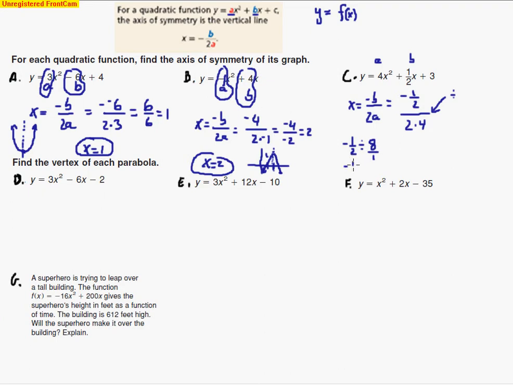So again, that first number stays the same. You multiply by the reciprocal. So the 8 goes on the bottom. So notice the 2 is being multiplied by the 8. And so we're left with negative 1/16. And that is the x value. That is the axis of symmetry.